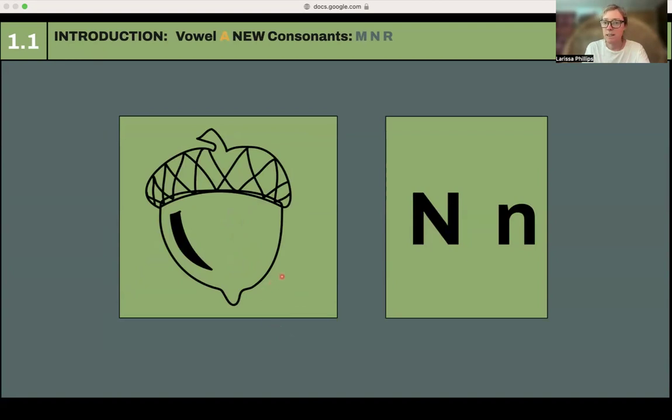You might want to say acorn, but it's actually a nut. An acorn is a nut. So we're doing nut. This is a nut. The sound at the beginning of nut is nn. Listen and watch me say it. My mouth is open. My tongue is on the roof of my mouth, and the sound comes through my nose. Now you. The sound is nn, the letter is N. This is a capital N and a lowercase N.